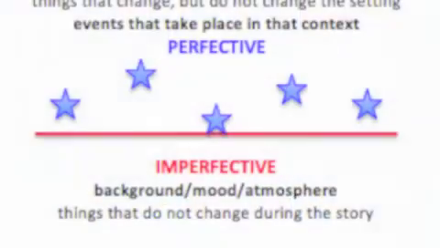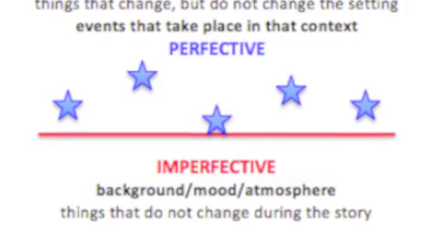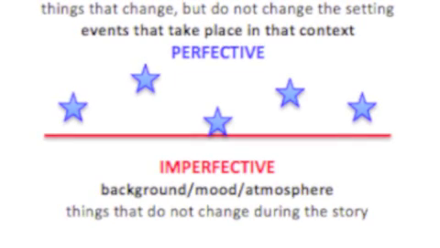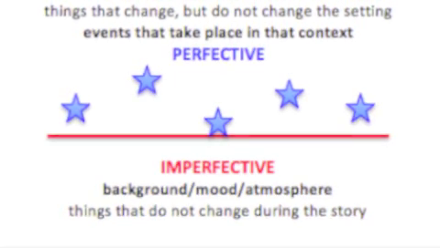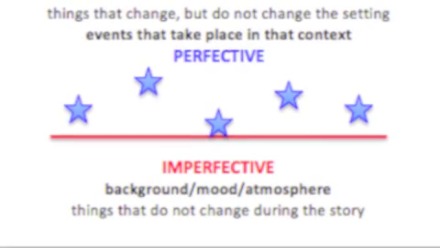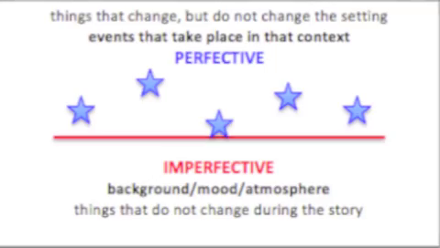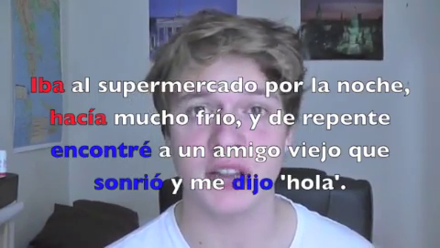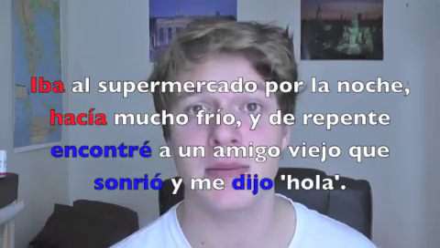Now, the perfective or preterite in Spanish are things that happen on the background of what has already been set up in the imperfective. I like to think of it like this. The imperfective is a constant, which is the red line throughout what's being told, and the perfective are the little stars that dot around the constant of the imperfective to provide information about actions that are taking place in that scenario. So, iba al supermercado por la noche, hacía mucho frío, y de repente encontré a un amigo viejo que sonrió y me dijo hola.